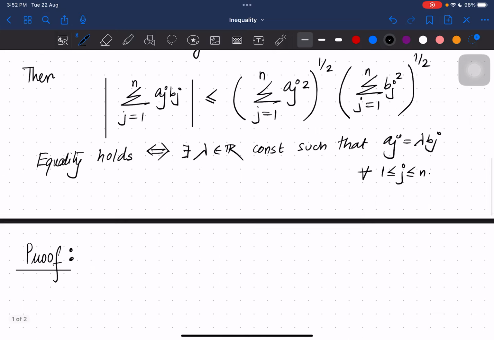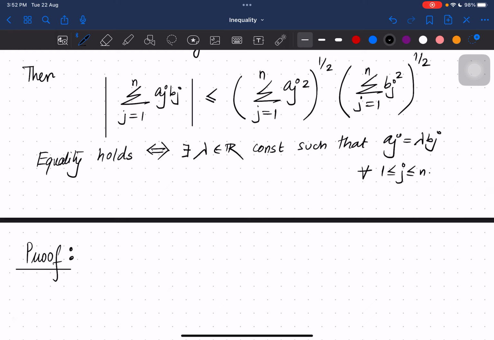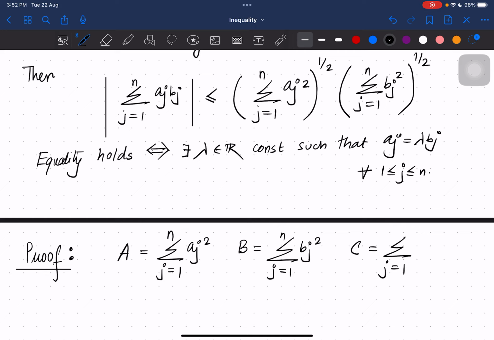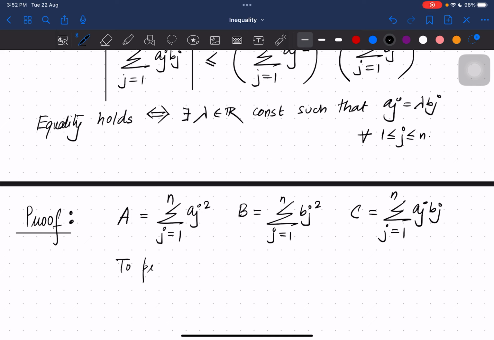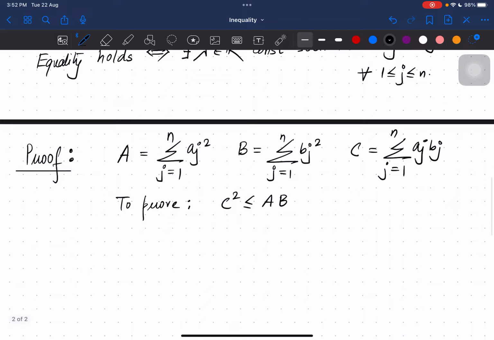So we'll denote these quantities by some names so that it is easier for us to prove it. Let us denote capital A as the summation of aj square, and B is nothing but summation j equals 1 to n of bj square, and C is nothing but the summation of aj bj. Now the inequality that you have to prove is, if I square both sides, C square is less than or equal to AB. If I can prove this, then we are done.